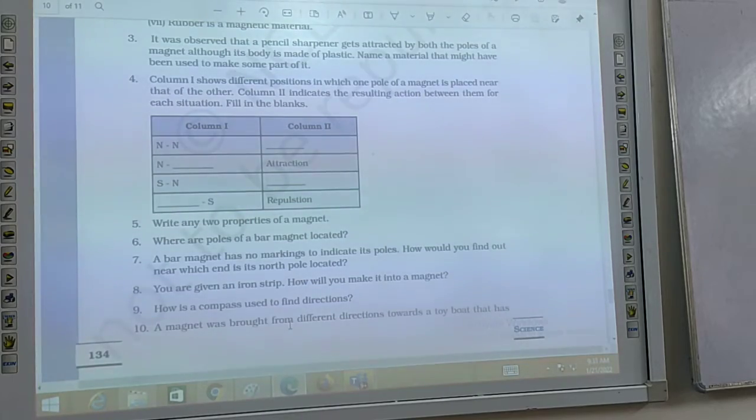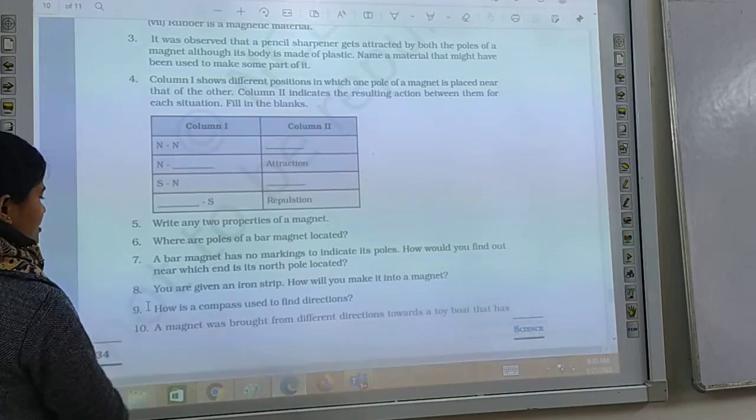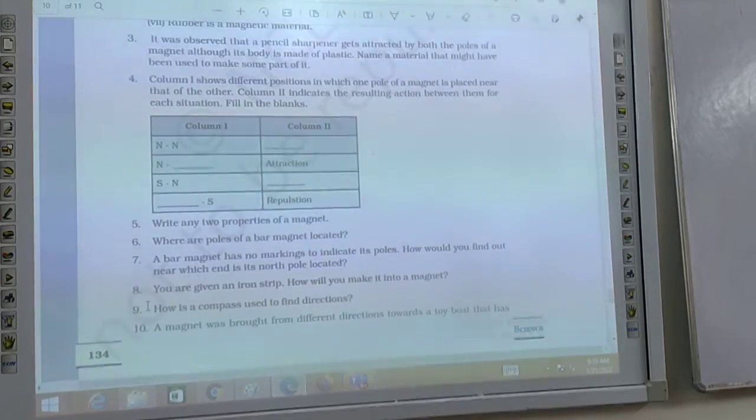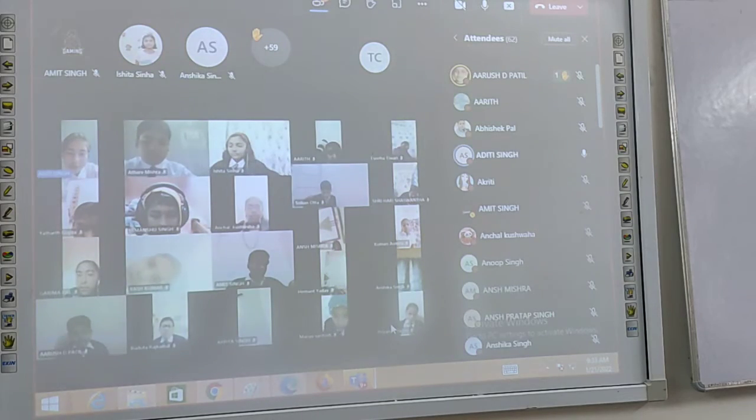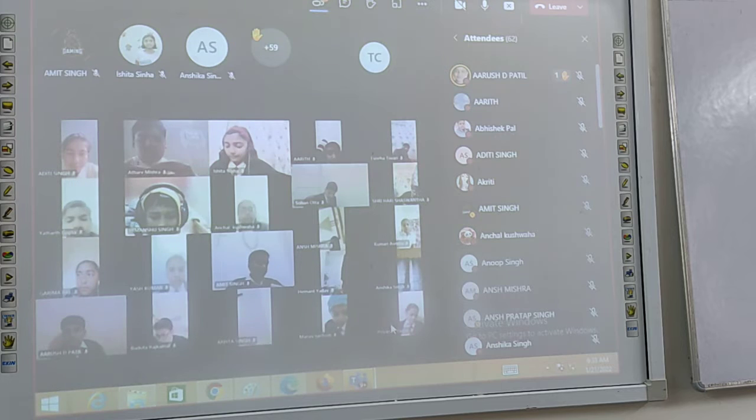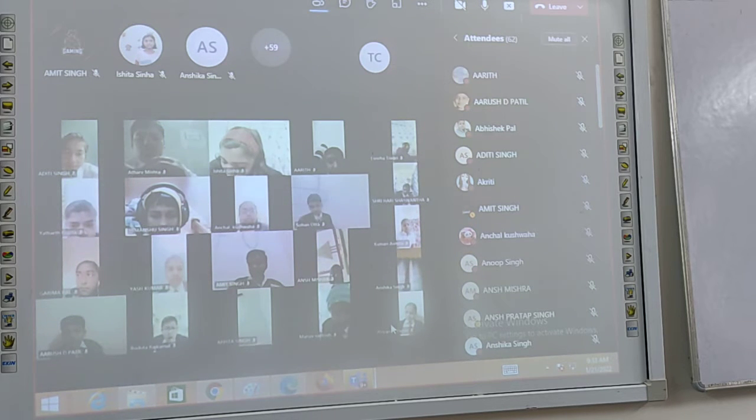Next question is question number 9. How is the compass used to find directions? How is the compass used to find direction? Soham, tell me the answer of this question.